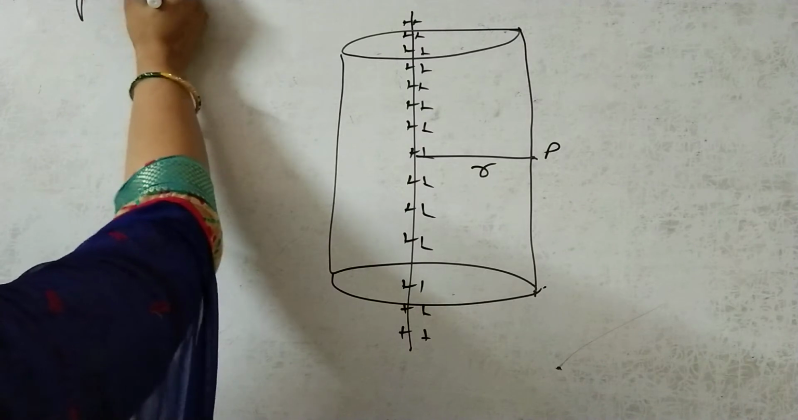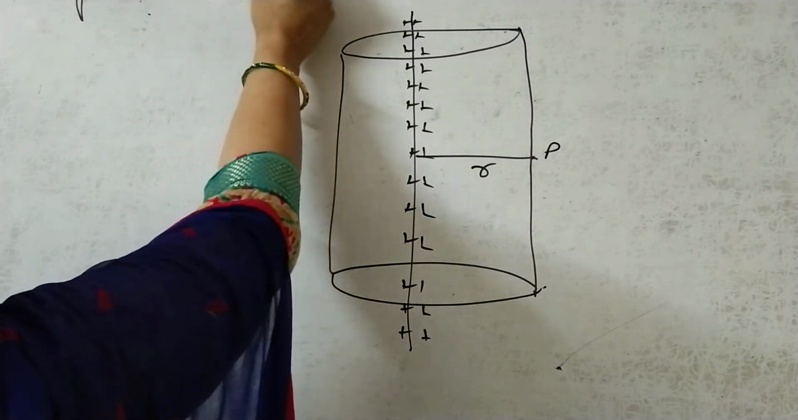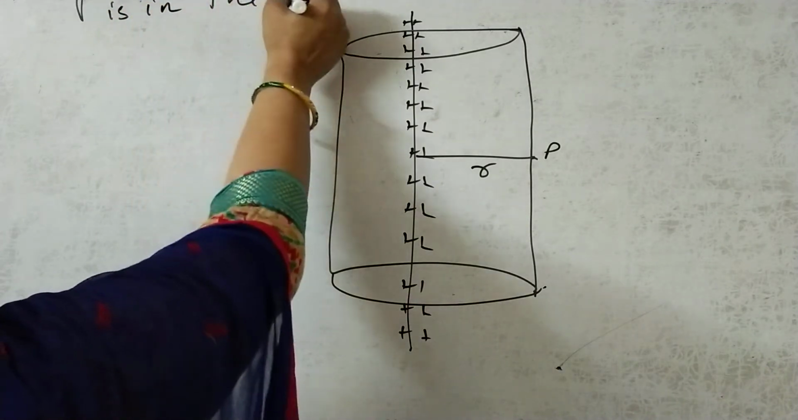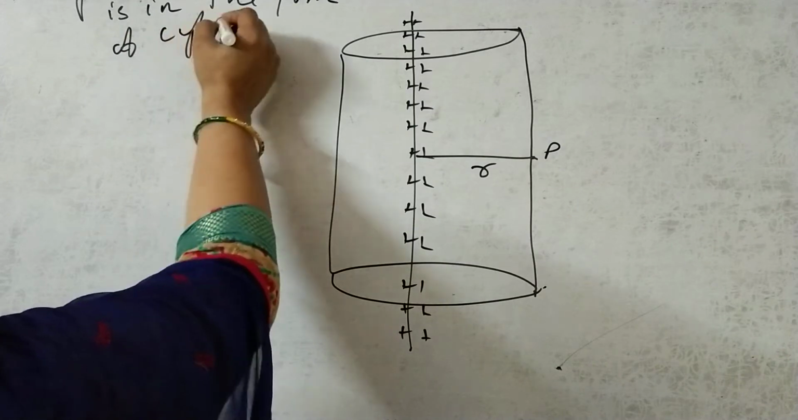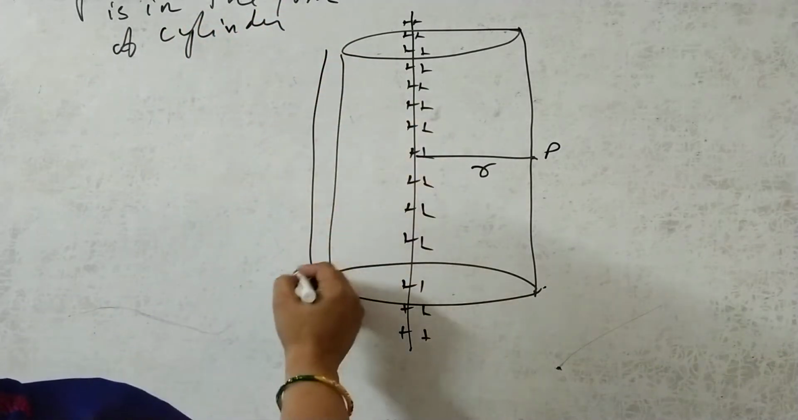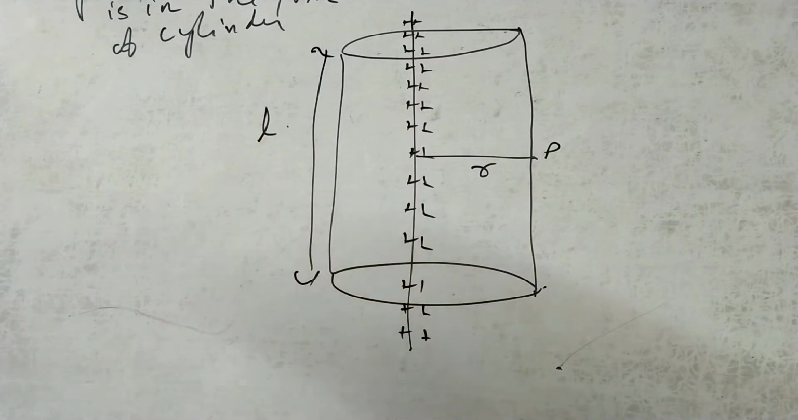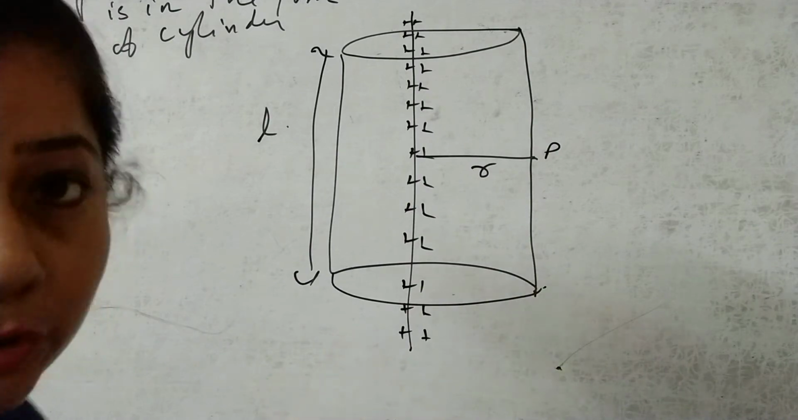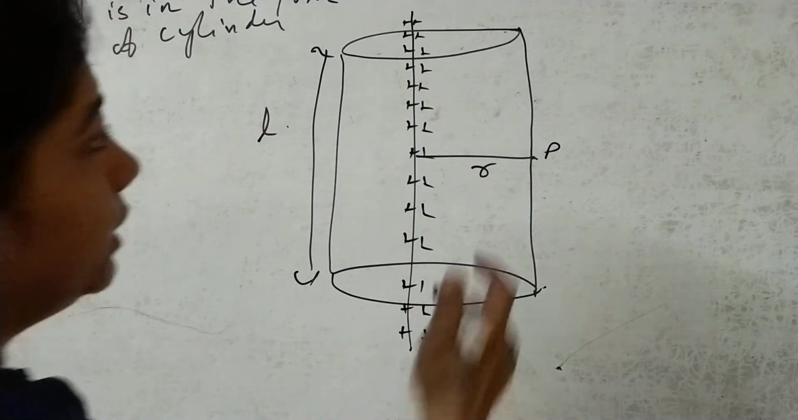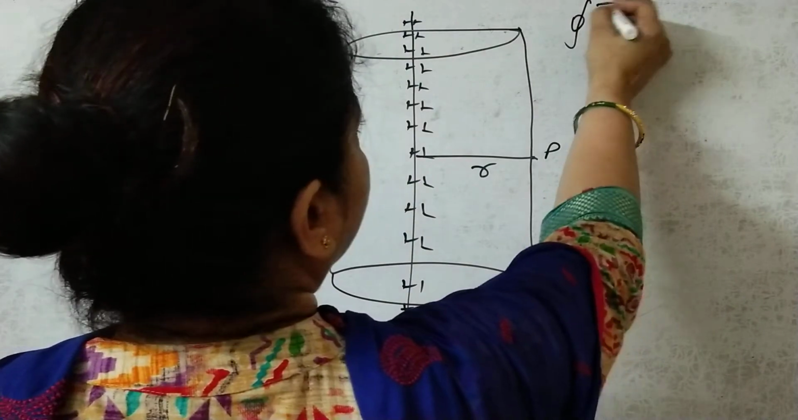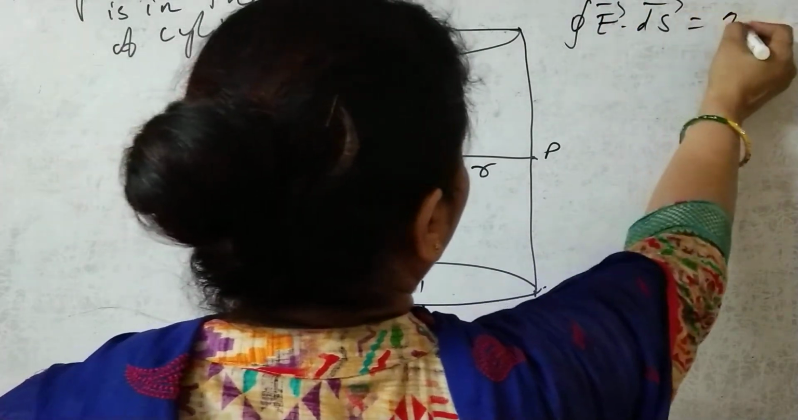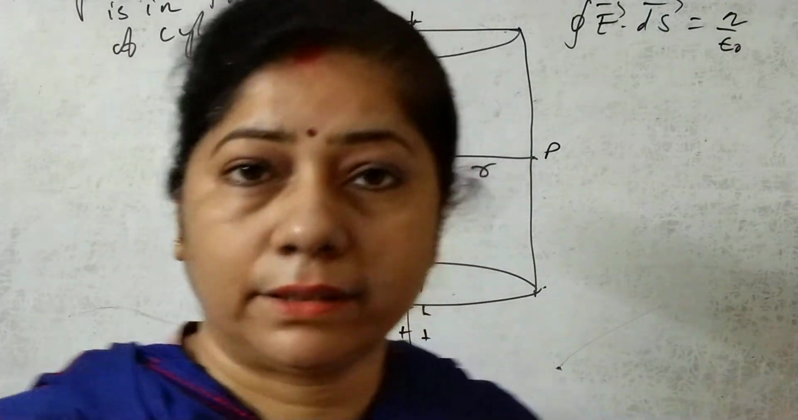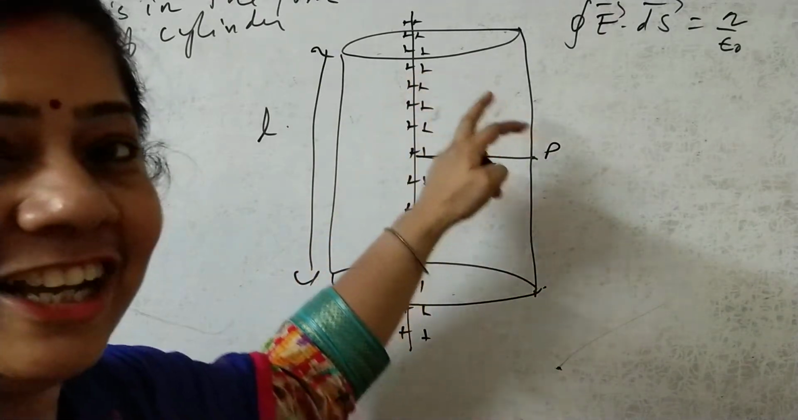Here the Gaussian surface is in the form of a cylinder, and we consider L as the length of the cylinder. Now this is R. We need to do this with the help of Gauss's theorem. What is Gauss's theorem? The closed integral of E vector dot ds vector is equal to q by epsilon naught. Now we divide this whole cylinder into three different parts.